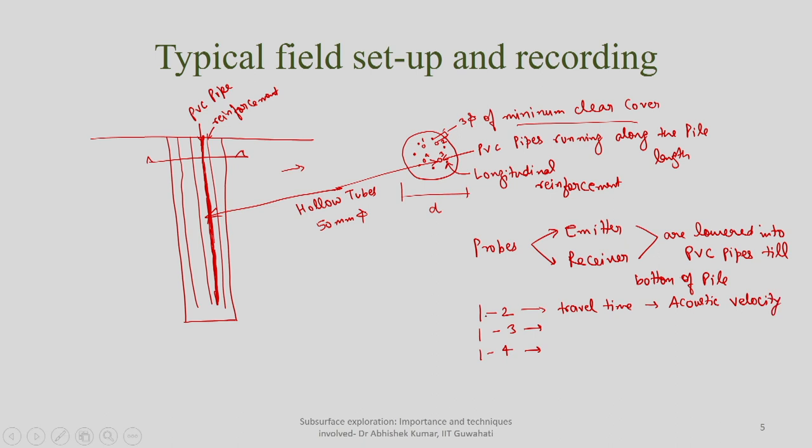So, if it is 1 and 2, depending upon the distance between PVC pipe 1 and PVC pipe 2, you can get an idea how much is the distance and how much is the travel time detected by the receiver, so you can get the acoustic velocity. Same thing you can do for different combinations, like keeping the emitter at the same PVC pipe but keep on shifting the receiver, because every time you shift your receiver hole, for a different direction you will be getting the actual acoustic velocity. Maybe 1, 2, then here also you can get an idea about acoustic velocity.